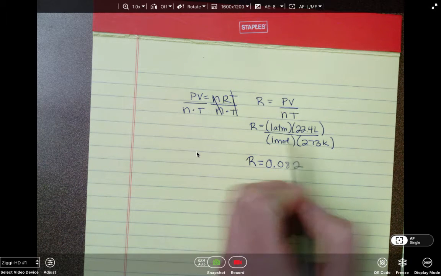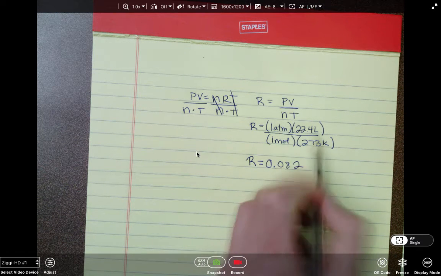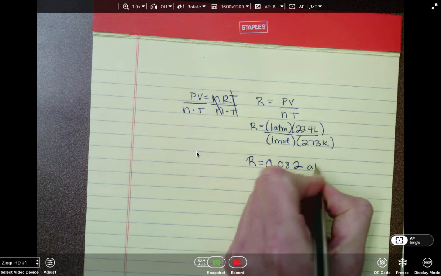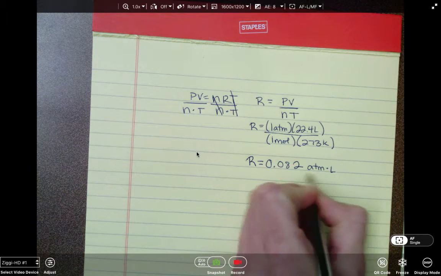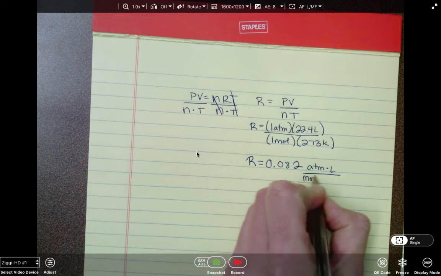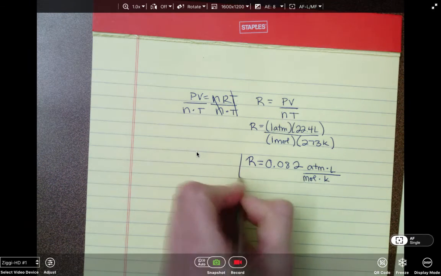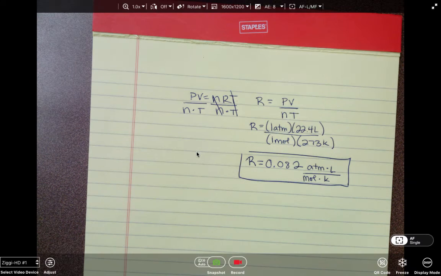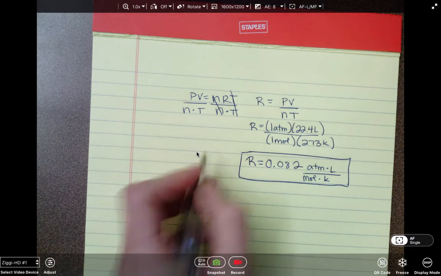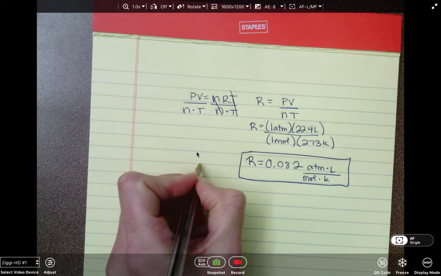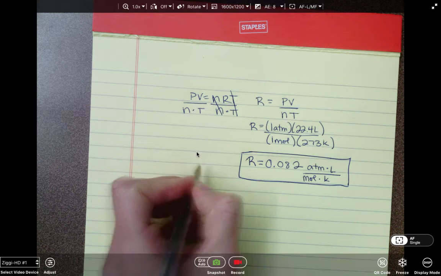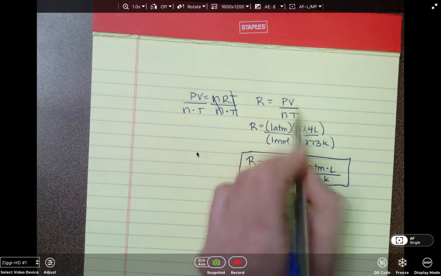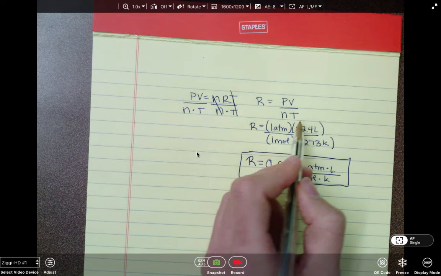Here's the tricky part. None of these units are the same. Therefore, they all go in the answer. So the units on R are atm multiplied by liters divided by moles times Kelvin. That is the universal gas constant given ideal STP conditions. Okay, so now that we have R, we can calculate any one of these other variables using PV equals nRT.